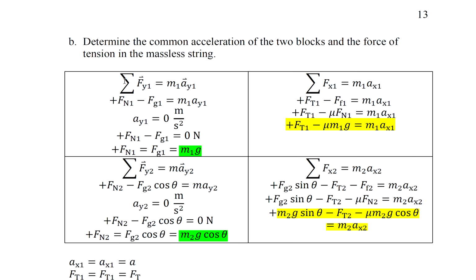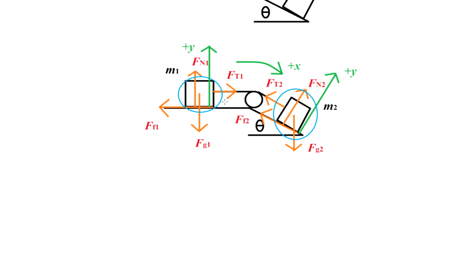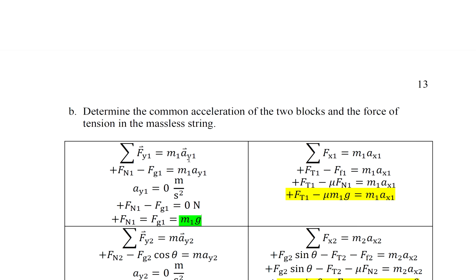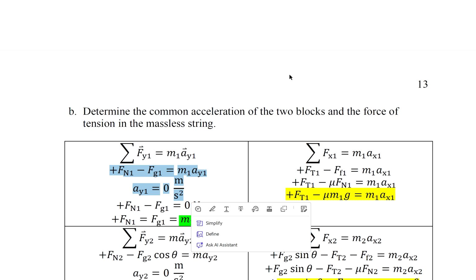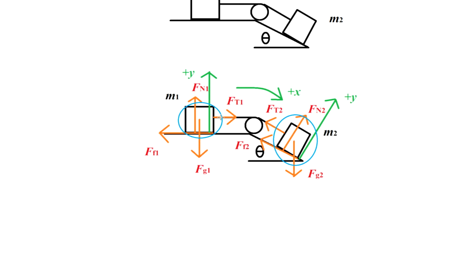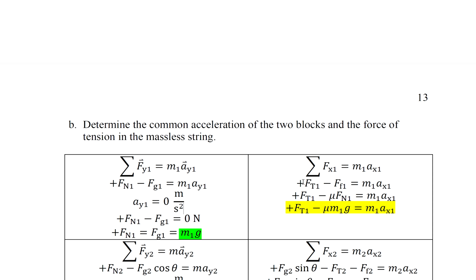So you could see what I did here on the top left. I use sigma F sub y equals m sub 1 a sub y for object 1, which is the one that's on the horizontal surface. So plus force of normal minus force of gravity equals 0 here, because acceleration is 0. For the horizontal axis, I have plus force of tension minus force of friction equals ma. And force of friction equals mu force normal. And what is force normal? It's m1g. So I substitute that here.